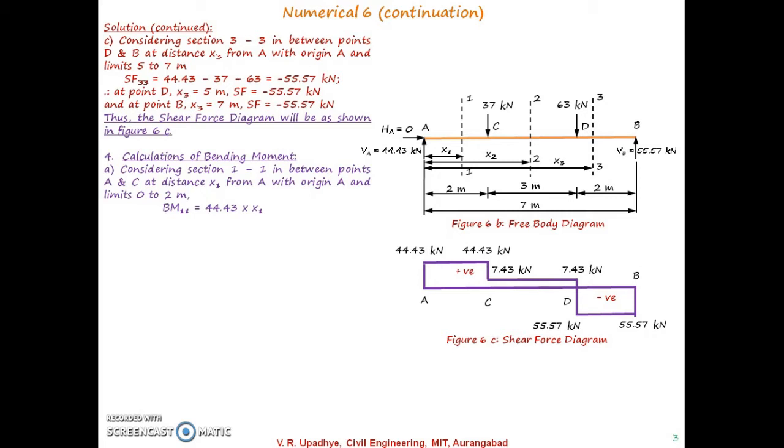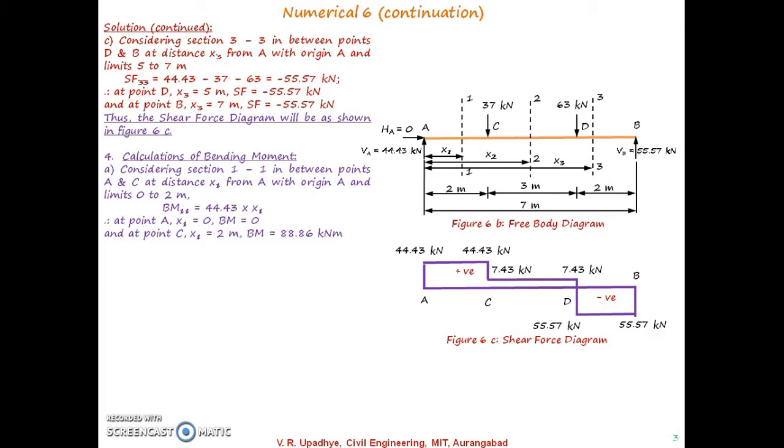So if we now put those limits, at point A, x1 is 0, so bending moment is 0, and at x1 equal to 2 meter, that is at point C, that gives us a calculation of 88.86 kilonewton meter. So this is what we have for section 1-1 from A to C.